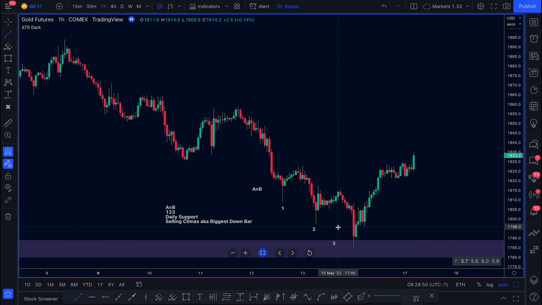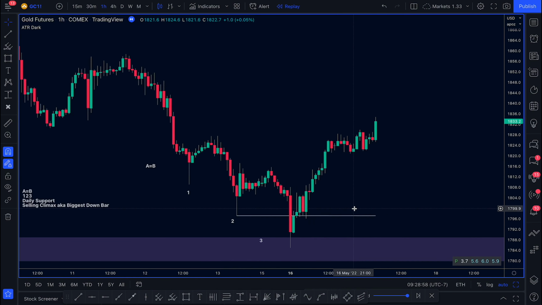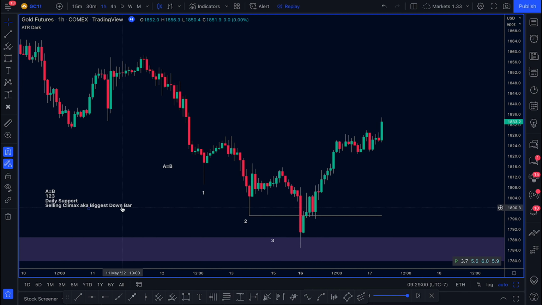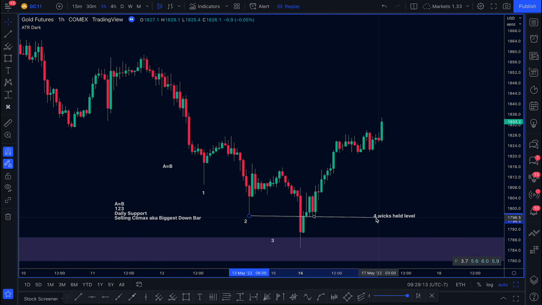Now, what do I like to do? So first off, I'm going to mark the low of number 2 and look for how price reacts when it comes back above an important level. Zooming in here, we can clearly see that the market held for 3 wicks, and you could even say 4 wicks on this level. So I'm going to note that: 4 wicks held the level. Great.